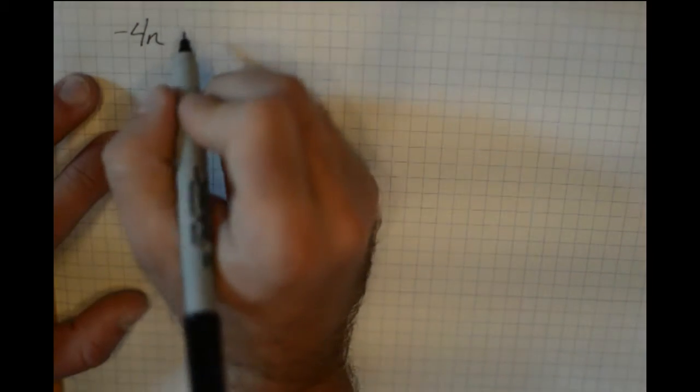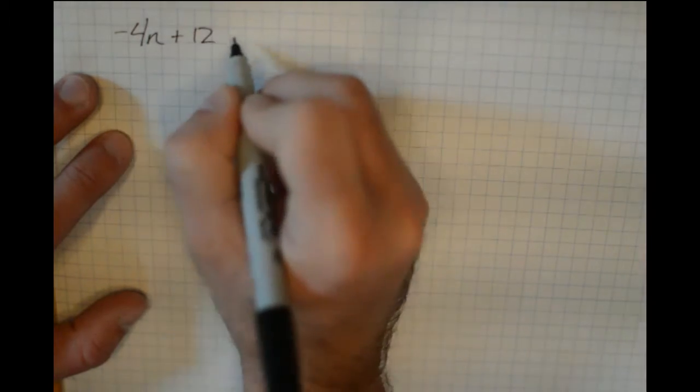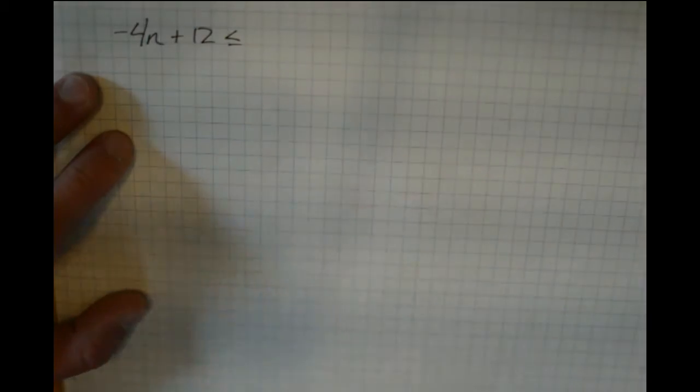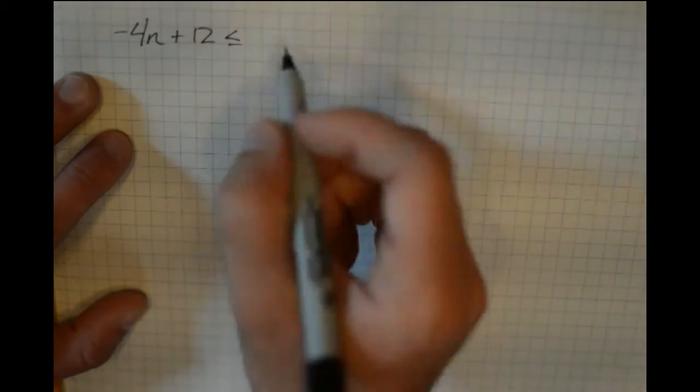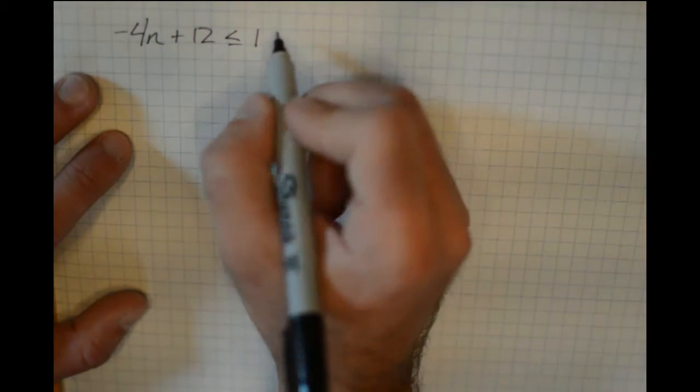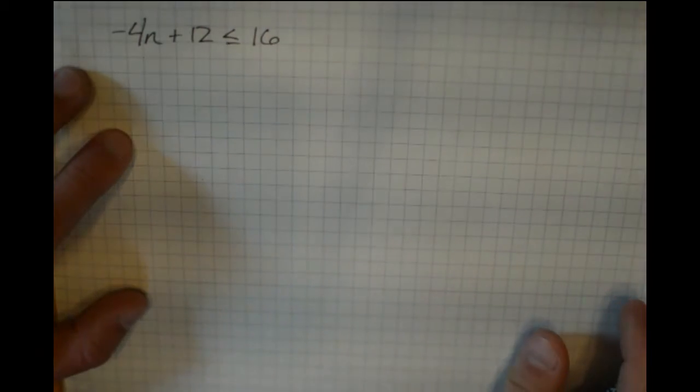I want to take a look at another example here. When we're dealing with inequalities, it's always important to know this one extra thing. So let's get an inequality here. Negative 4n plus 12 is less than or equal to 16.